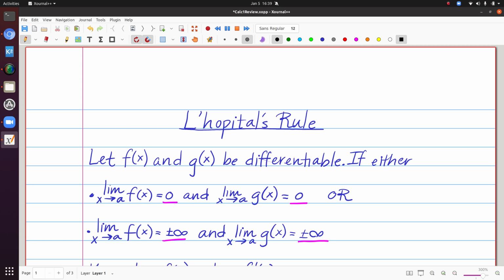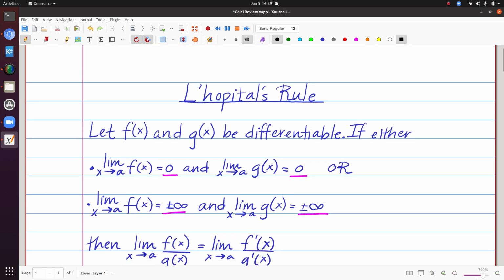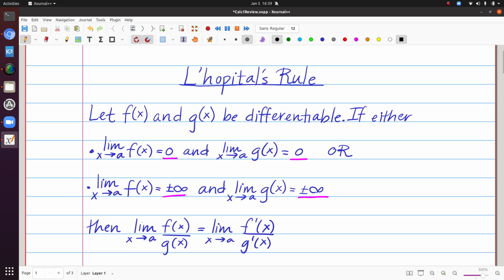First, that both the limit as x approaches a of f of x and the limit as x approaches a of g of x are 0, or if both of these limits are equal to either plus or minus infinity, then we can apply L'Hopital's rule, which tells us that the limit as x approaches a of f of x divided by g of x is equal to the limit as x approaches a of f prime of x divided by g prime of x.